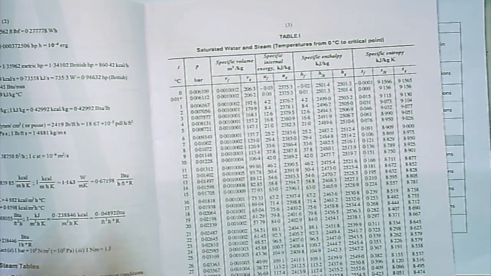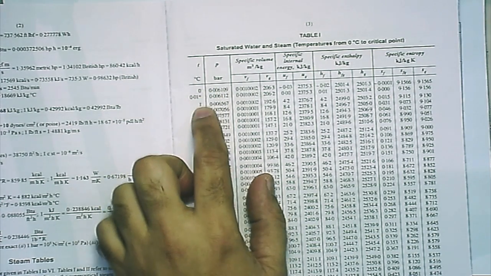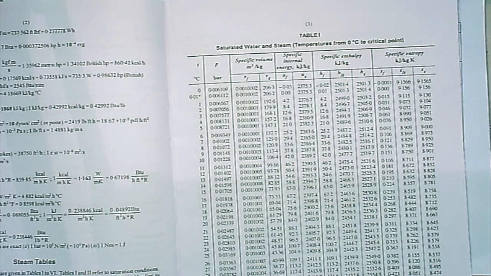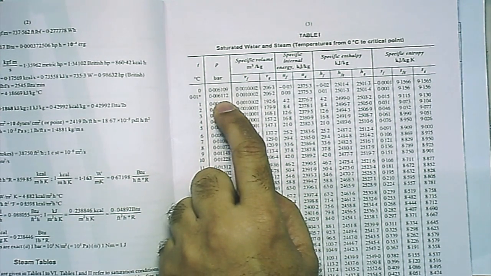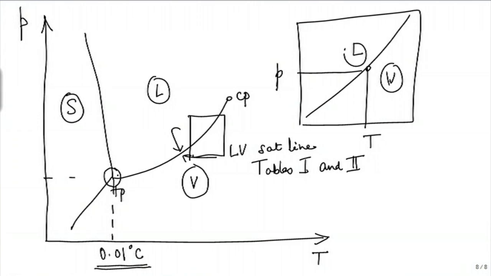The most important point here is the point pertaining to 0.01 Celsius or 0.01 degrees C. And that is the point which is the triple point. At this point, the pressure is 0.006112 bar. So, one thing you should note is this is 0.01 degree C by definition, as we saw yesterday, and this is T triple point, and 0.006112 bar is P triple point.